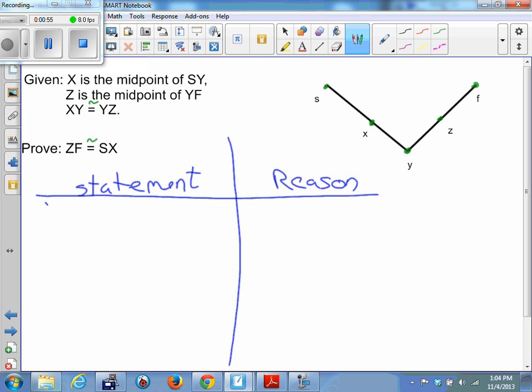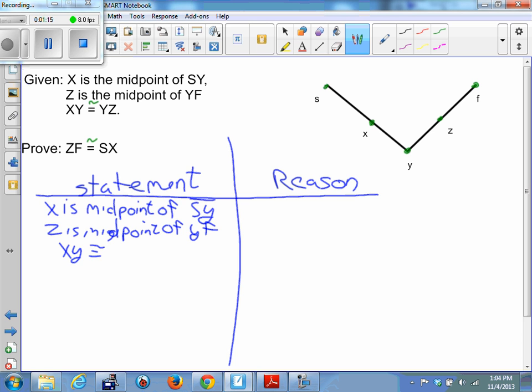We're going to say X is the midpoint of SY, Z is the midpoint of YF, and XY is congruent to YZ. I'm going to put these line segment bars over there. They should have been there, but that's all right. The reason for number one is just given.